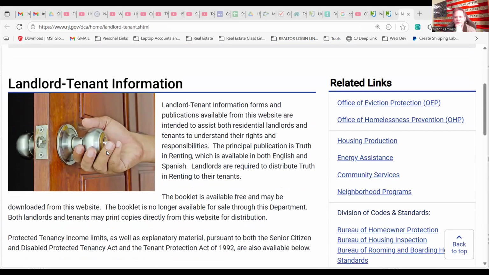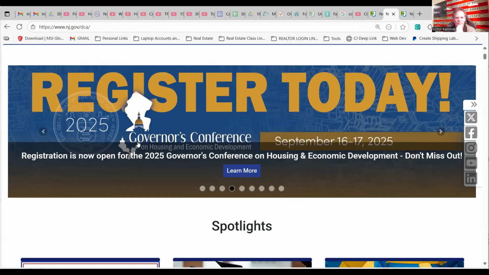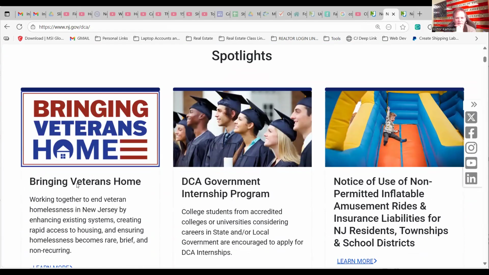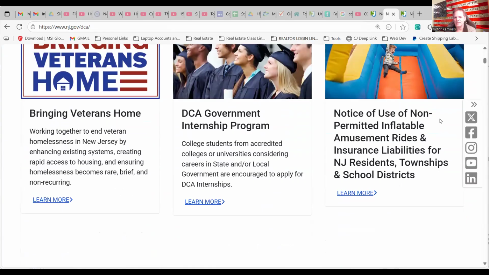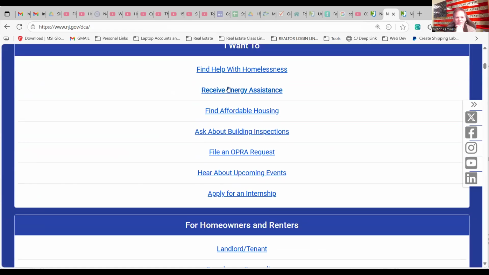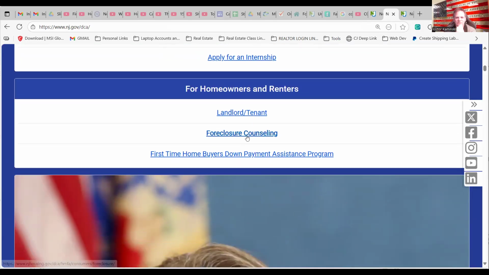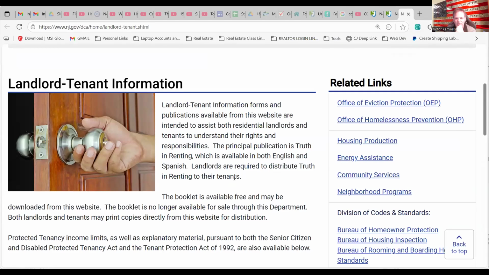and it took me to the DCA's main page, which covers all kinds of stuff from affordable housing, all kinds of things you see here. Look about inflatables at amusement parks and insurance, to filing OPRA requests, to foreclosure counseling, landlord tenant issues. So I clicked on landlord tenant issues, and it took me here.